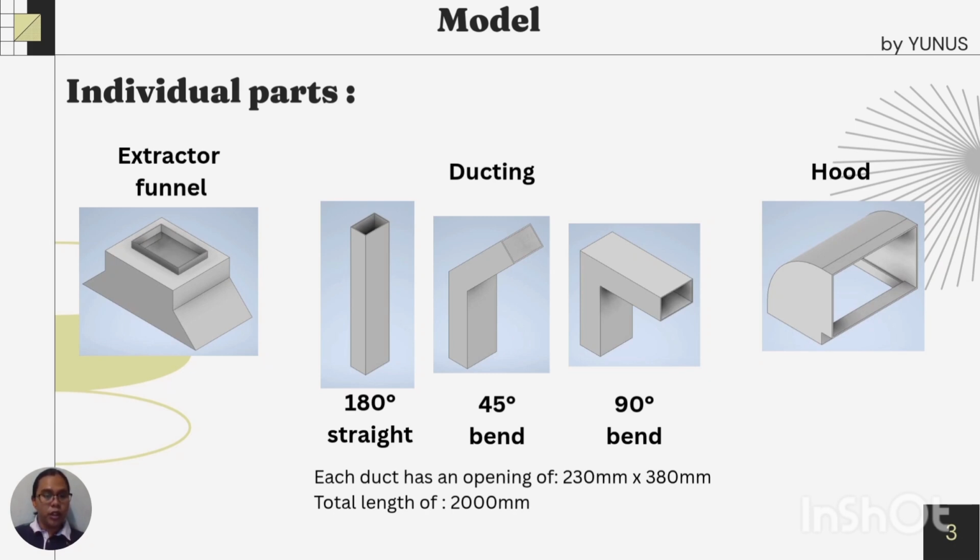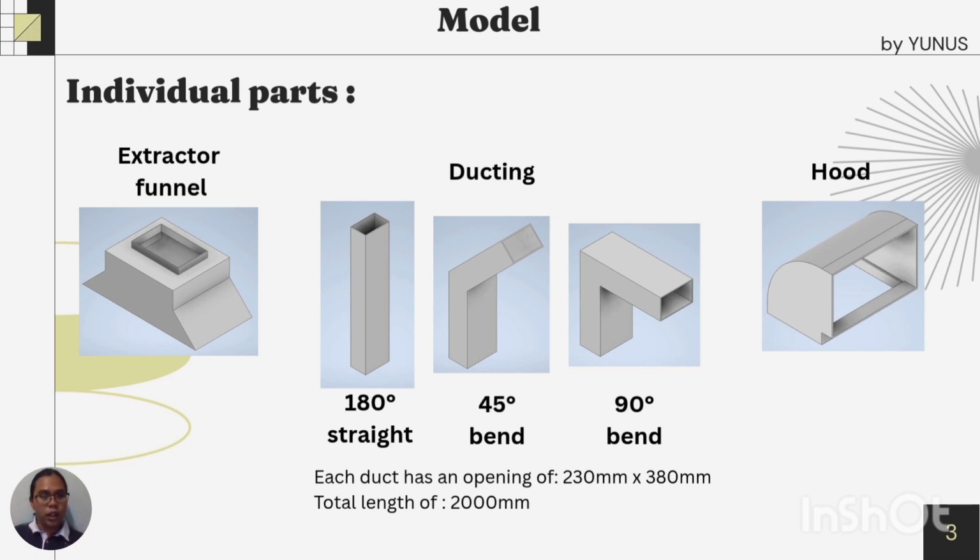Hello, I am Muhammad Yunus Nabil and I'll be presenting on the model, the mesh, and the conditions. Firstly, the models are done in Autodesk Inventor for ease of editing. The model consists of three different parts: the extractor funnel, ducting, and hood. There are three types of ducting in order to examine the three types of flow in bends of ducting: the 180 straight ducting, 45-degree bend ducting, and 90-degree bend ducting. Each ducting has an opening of 230 mm by 380 mm and a total length of 200 millimeters.